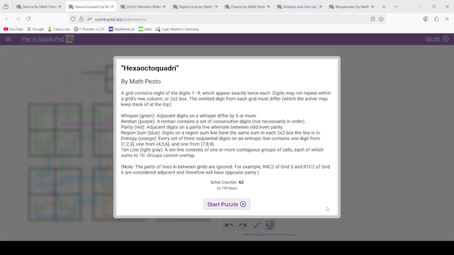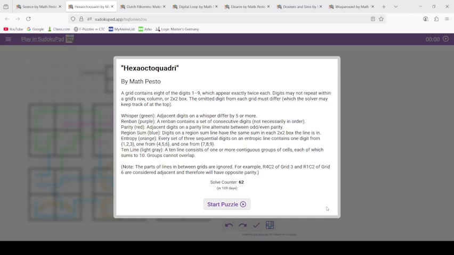Whisper, green. Adjacent digits on a whisper differ by 5 or more. Renband, purple. A renband contains a set of consecutive digits, not necessarily in order. Parity, red. Adjacent digits on a parity line alternate between odd and even parity. Region sum, blue. Digits on a region sum line have the same sum in each 2x2 box the line is in. Entropy, orange. Every set of 3 sequential digits on an entropic line contains one digit from 1, 2, 3, one from 4, 5, 6, and one from 7, 8, 9.